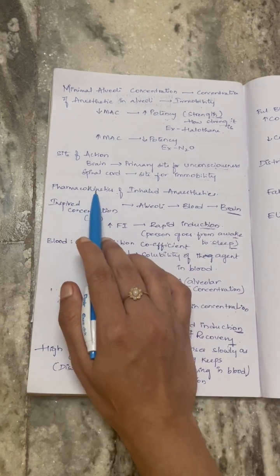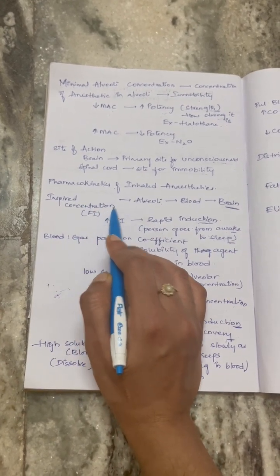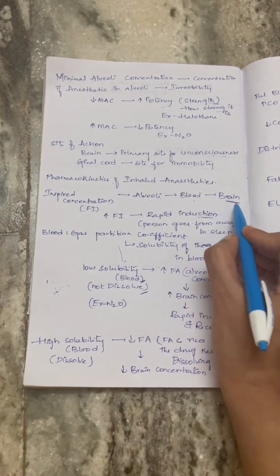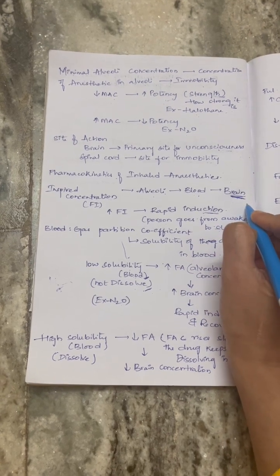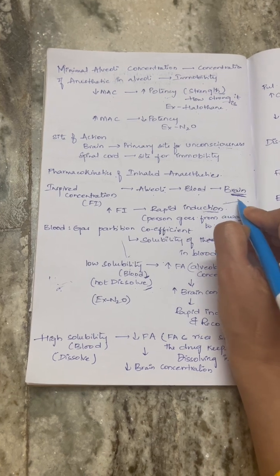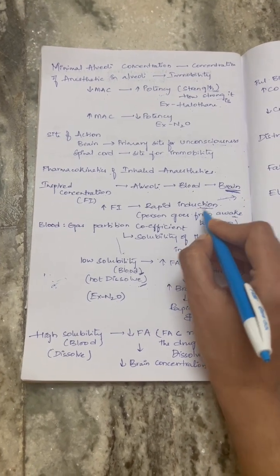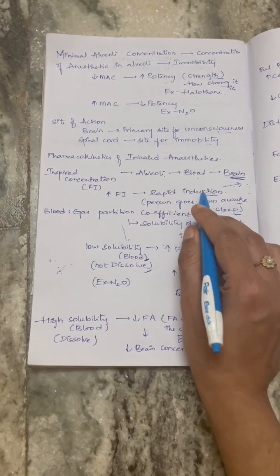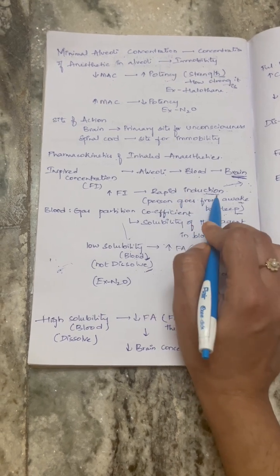Okay, so when we dive into the pharmacokinetics of inhaled anesthesia, normally when you inhale a drug, it goes to the alveoli, then to the blood, and then to the brain. So the faster it reaches the brain, the more rapid the induction is, in simple terms. That means it rapidly acts to make you fall asleep. That's what induction is: a person goes from awake to sleep. How fast it makes you fall asleep is the rapidity of induction.